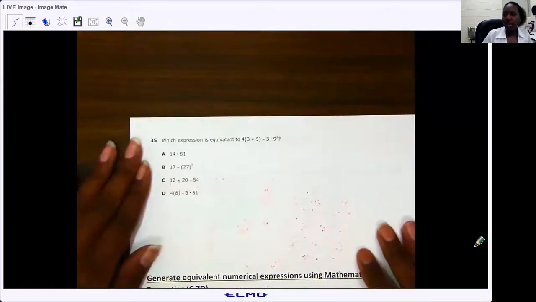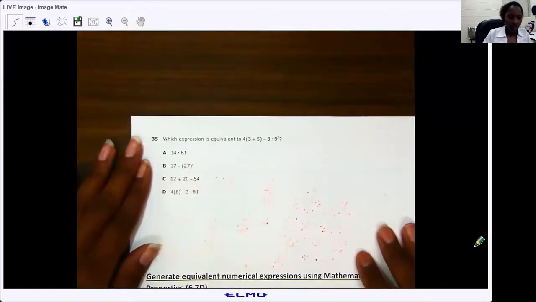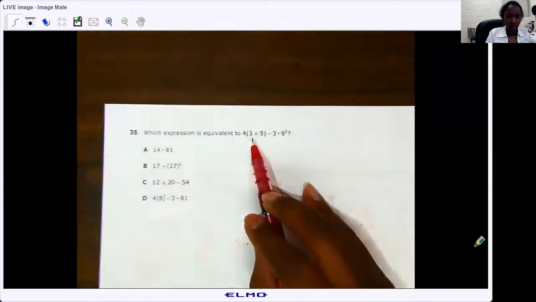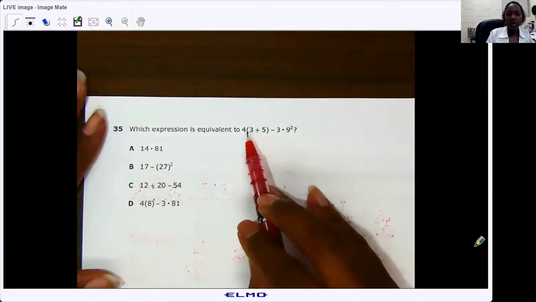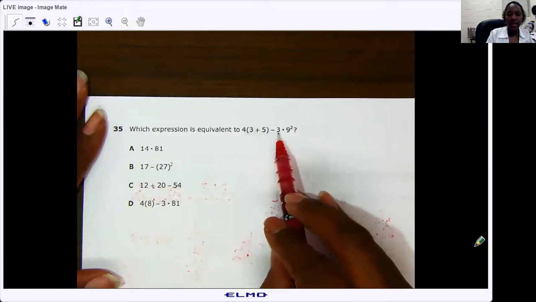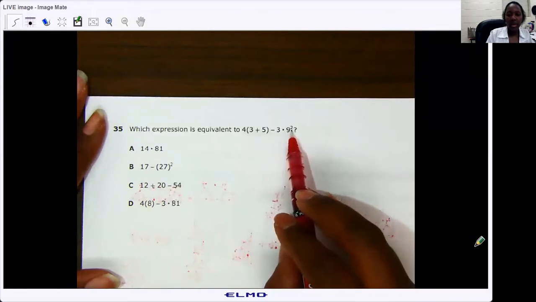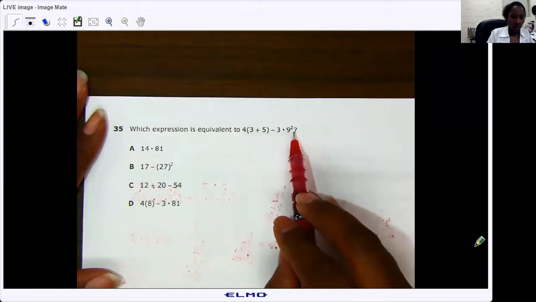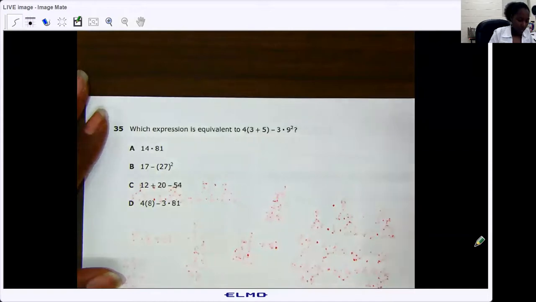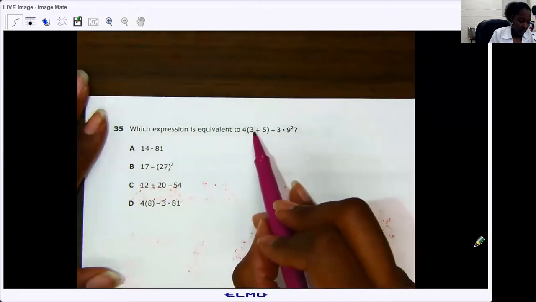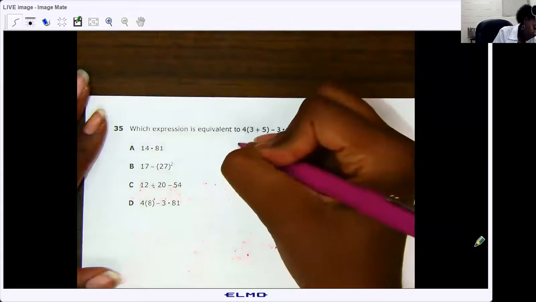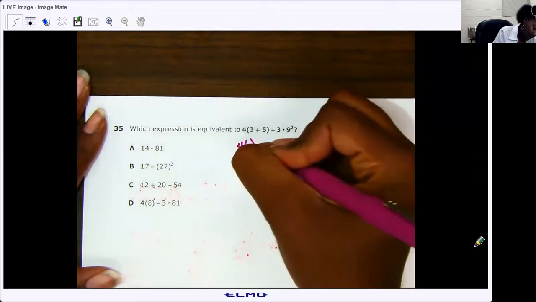Let me turn my paper over. Oh, more than 2 more. All right, which expression is equivalent to 4 times (3 plus 5) minus 3 times 9 to the power 2, okay? So we're gonna break this down. Parentheses first. 3 plus 5 gives us 8. So I'm gonna rewrite that.